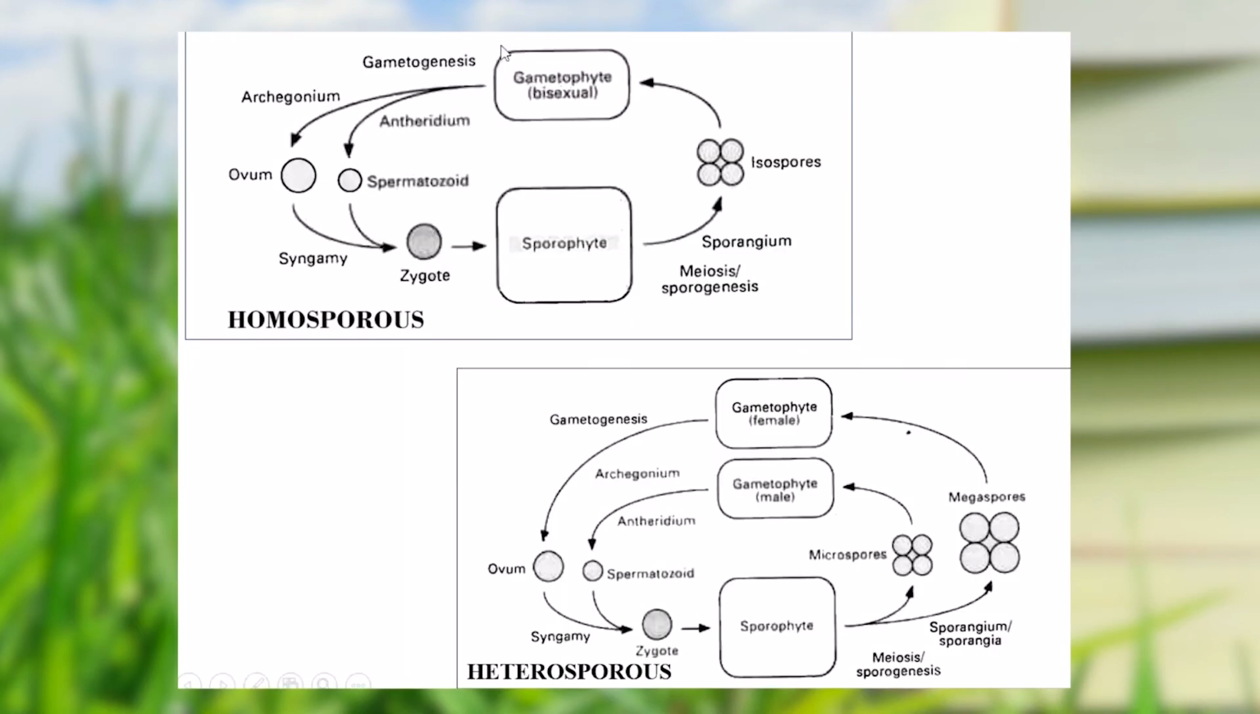Now here I have just given the alternation of generation that I just talked about, that isospores will form a single gametophyte that will be bisexual. But in case of the heterosporous condition, two different gametophytes would be produced, the microspores producing the male and the megaspores producing the female.